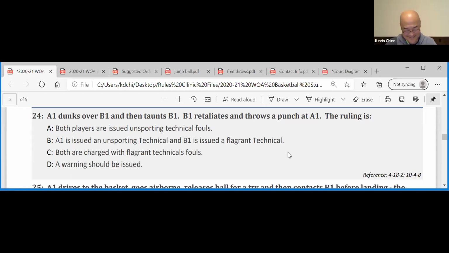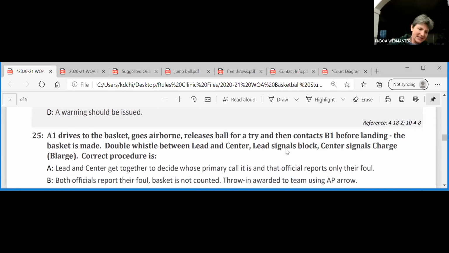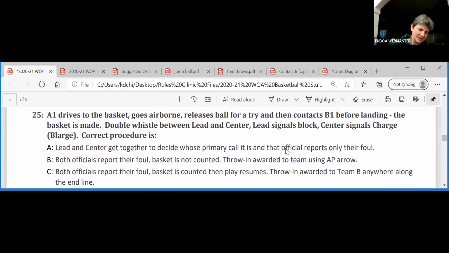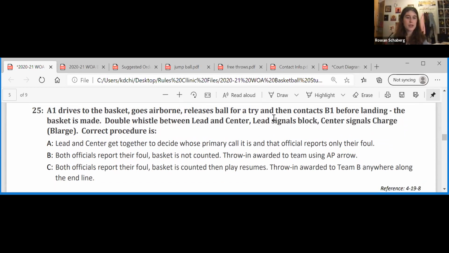Okay, Rowan's next. Rowan, number 25. A1 drives to the basket, goes airborne, releases the ball for a try, and then contacts B1 before landing. The basket is made. Double whistle between lead and center. Lead signals block, center signals charge. The correct procedure is... Okay, this is a tough one.